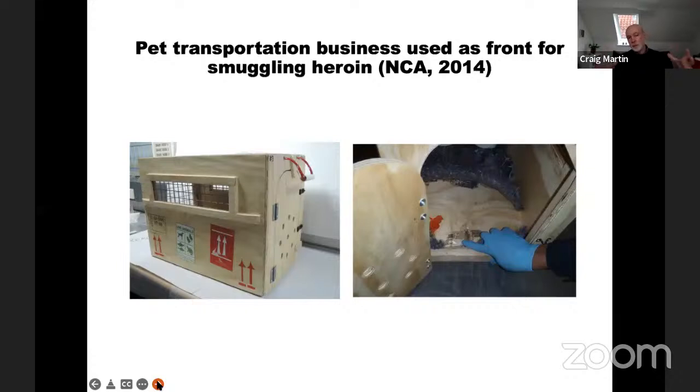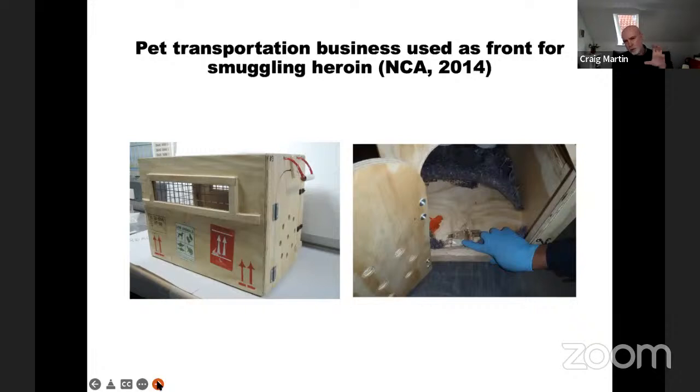Ostensibly, when we see this, it just looks like a normal average pet transportation box. But there's a form of design thinking here: the materiality of the artifact, but also the potential of this artifact as something that is embedded within the pet transportation business.